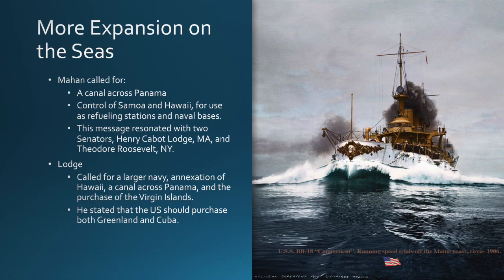But Lodge actually took this message and started expounding on it, and he started calling as well for a larger navy, the annexation of Hawaii, and a canal across Panama, as well as the purchase of the Virgin Islands for use as naval bases and such. He also stated, quite interestingly, that we should purchase both Greenland and Cuba. So that'd be quite a lot of interesting alternate histories there. If we had purchased Greenland and Cuba and made those states, or at least territories, it'd be very interesting to see.